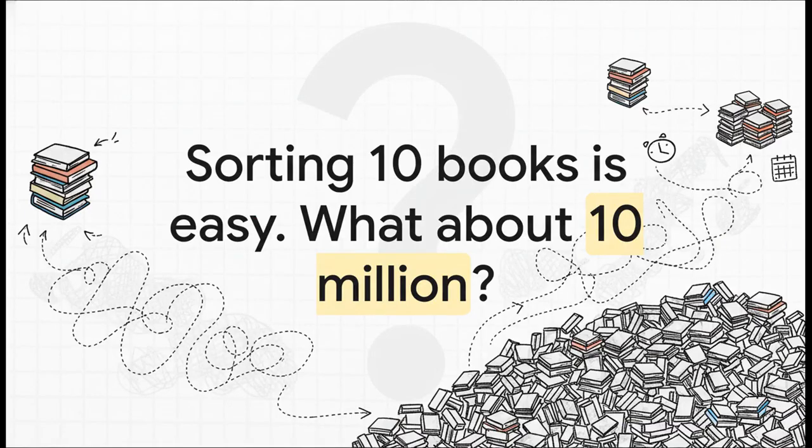So let me ask you this. Sorting 10 books on your shelf? That's easy, right? You do it. But what if you had to sort 10 million books for a massive digital library? Whoa. All of a sudden, how you choose to do it becomes everything. The right way could take seconds. The wrong way could literally take years. And that, right there, is the core reason we need to talk about algorithms.